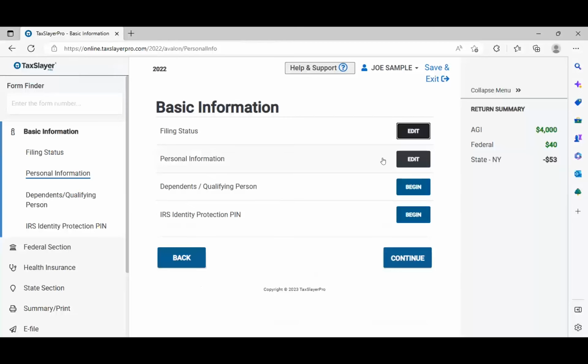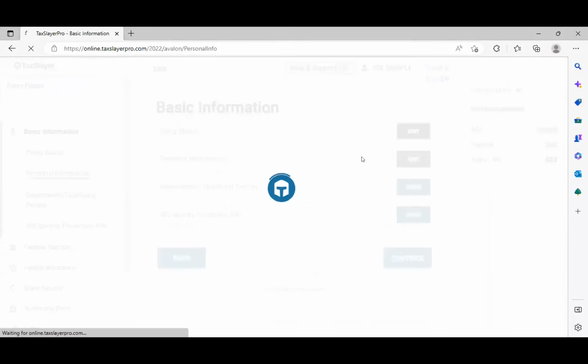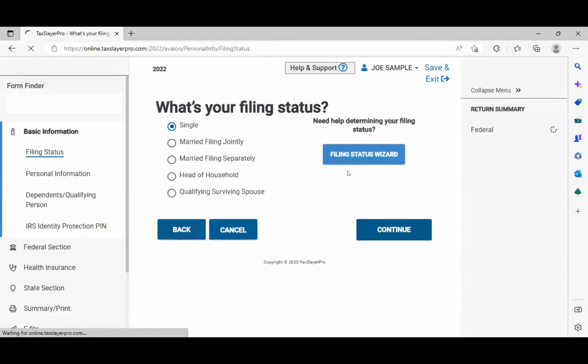So let's hit this. Let's edit it. I personally previously created the fact that this person of ours, Mr. Joe Sample, is a single person. So if you happen to know down the road that Joe was married, or Joe's spouse recently passed, you have to change the filing status. You would do that here.